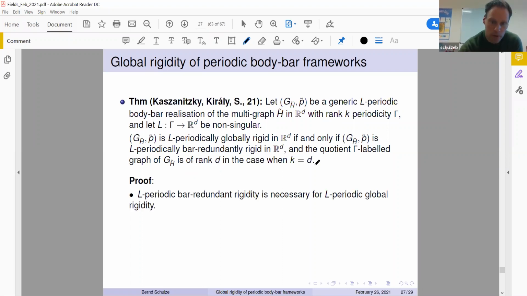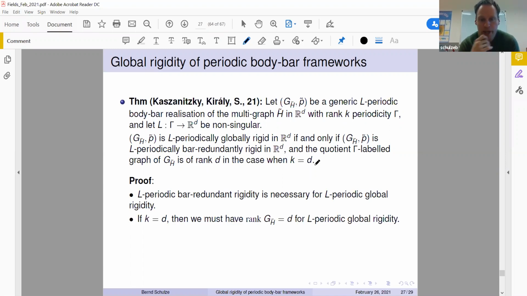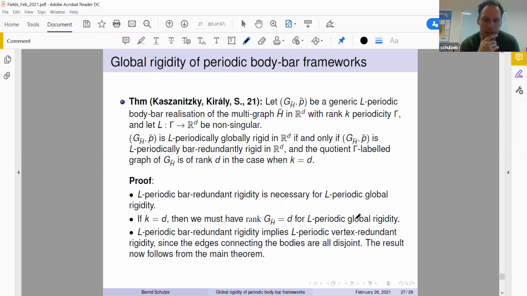So how does that follow? Well, we already know that bar redundant rigidity is a necessary condition for global rigidity. It's also clear that if k is equal to D, then the rank of the quotient graph must be all of D. Otherwise, it cannot be globally rigid because you can flip all these infinitely many components in a periodic way. And if the framework is bar redundantly rigid, then it is also vertex redundantly rigid because all the bars connecting bodies are actually disjoint, right, by our model of a body-bar framework. So bar redundant rigidity implies vertex redundant rigidity, but we have just shown that vertex redundant rigidity, of course, implies global rigidity. So this is the end of the proof of this characterization.